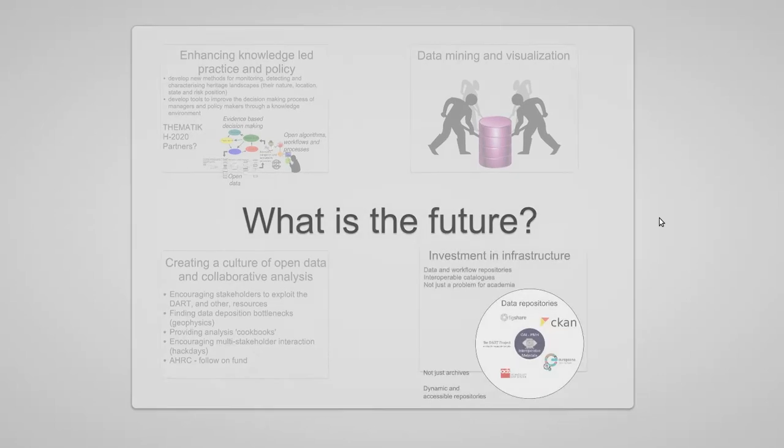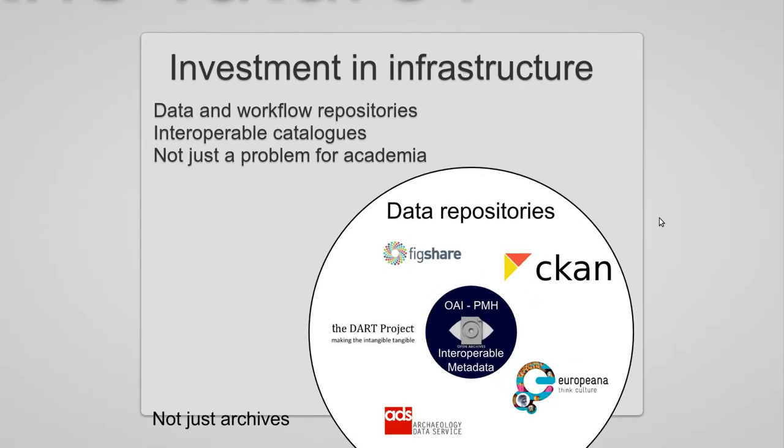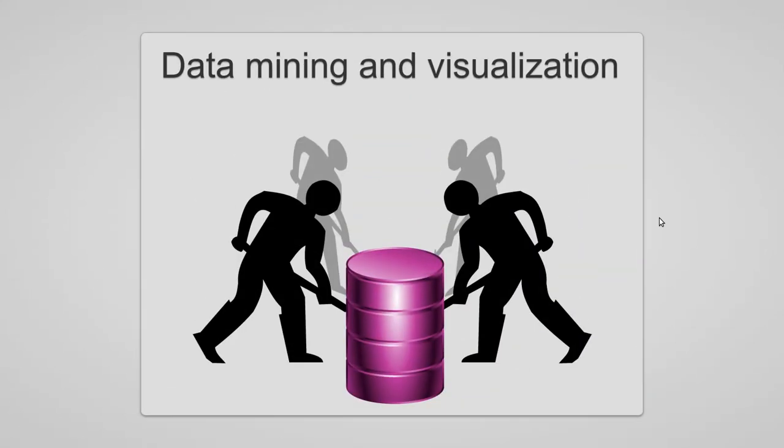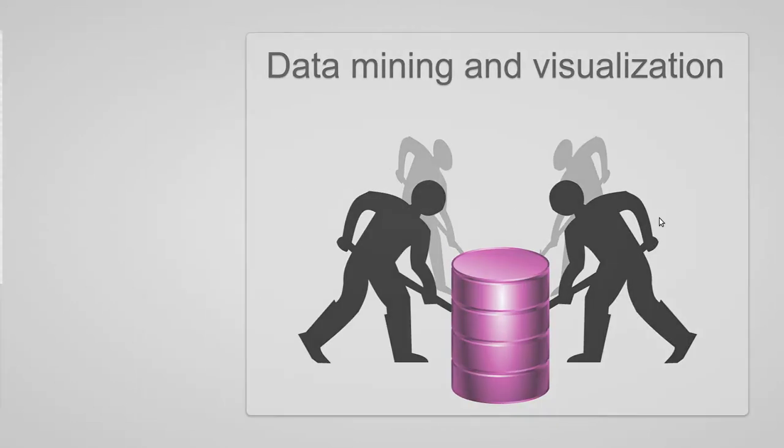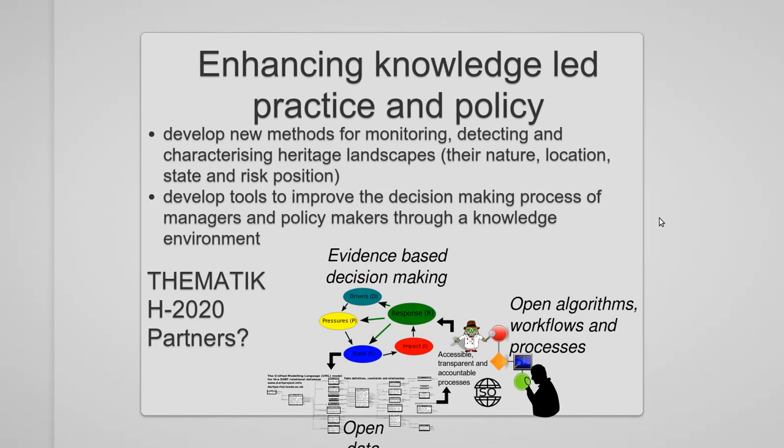What about the future? Well, we definitely need investment in infrastructure. Data and workflow repositories, interoperable catalogues, and this is not just a problem for academia. For Dart itself, we need to do some more data mining and visualization. We have a rich resource, and we need to start to pull out some more of those processes. We need to look at ways in which we can enhance knowledge-related practice and policy.